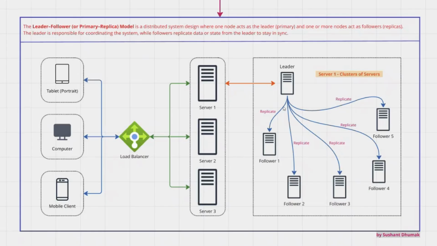Followers, or we also call them replicas, will receive all these updates. Suppose a write request came to the leader and the request has been fulfilled, then the leader will send that information or coordination to the replicas or followers. Once that update is received from the leader, the followers will replicate that data and update themselves.